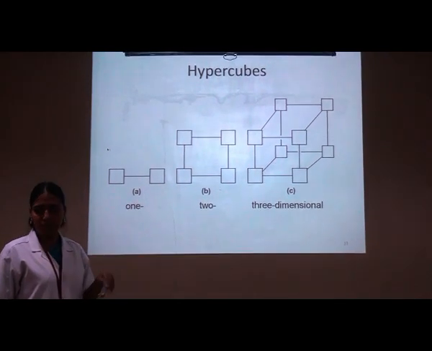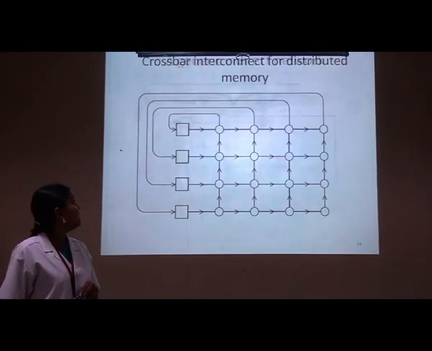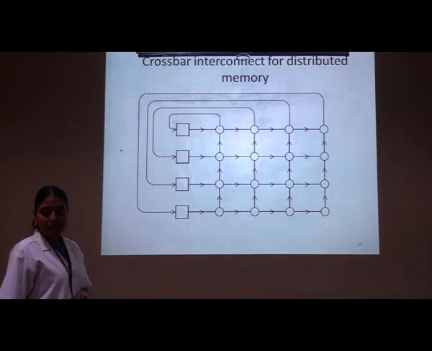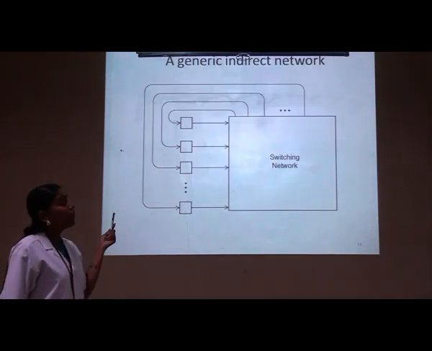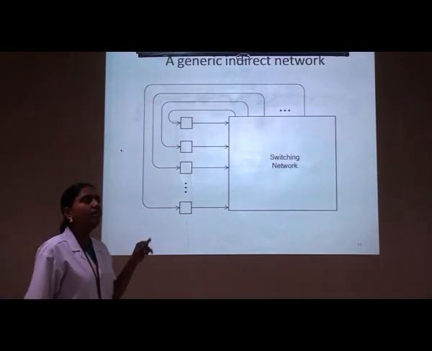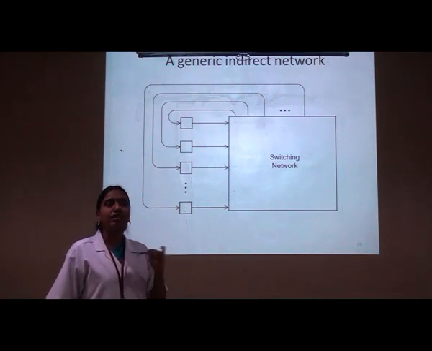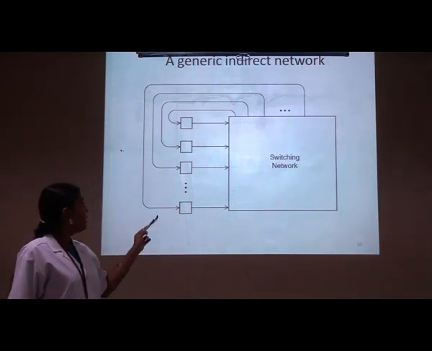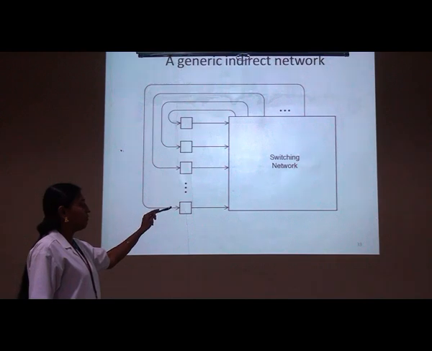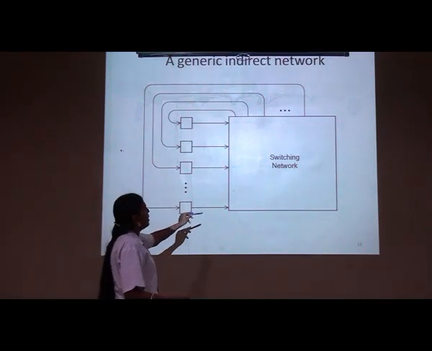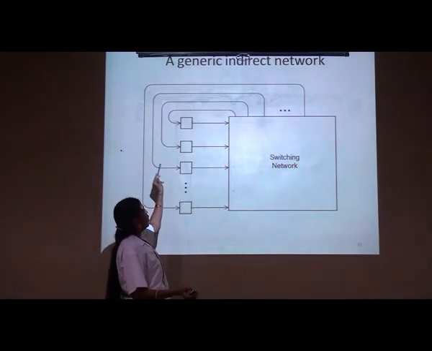These things are examples for direct interconnects. Next one is indirect network. An indirect network will not be connecting everything with the switches directly. Here you will be having a switching network. You will be having one incoming link and you will be having the outgoing link.